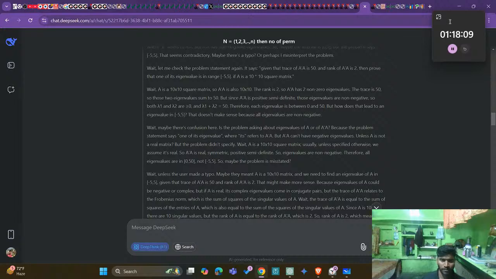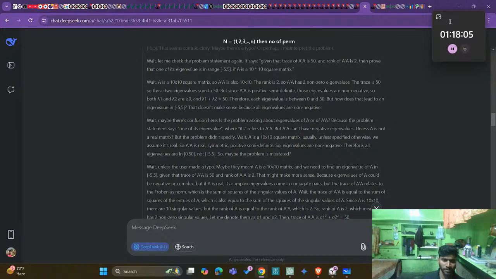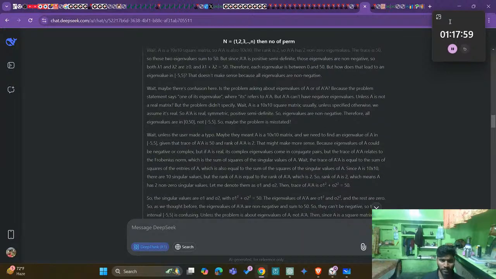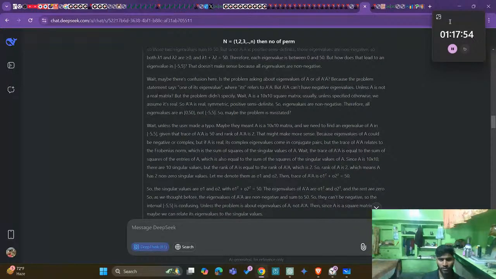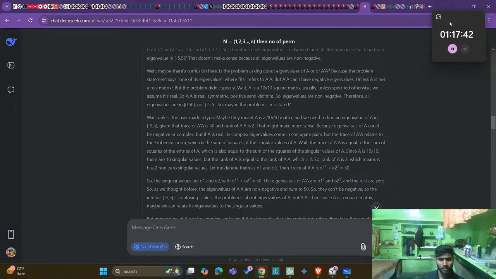But how does that lead to a negative eigenvalue, because all eigenvalues are non-negative? Is the problem asking about eigenvalues of A? Or is the problem still saying one of its eigenvalues, referring to A'A, but I can't have negative eigenvalues unless A is not a real matrix. But the problem doesn't specify, and usually unless otherwise stated the matrix is real. So the eigenvalues are non-negative. So maybe the problem is mistaken.